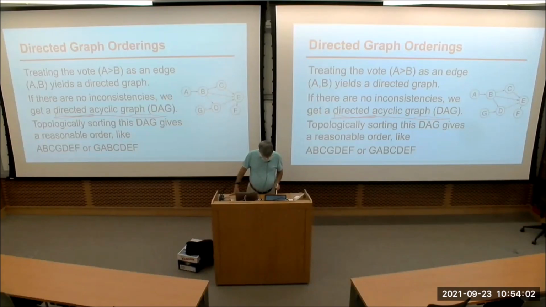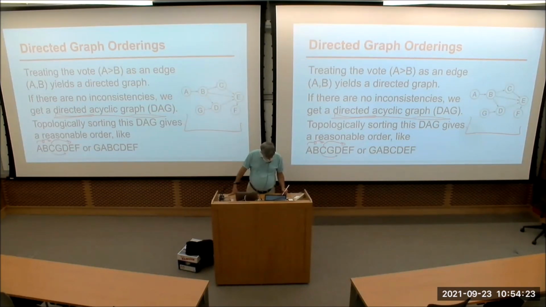Okay, find an order of the vertices from left to right such that all the edges go from left to right. In this particular example, there is an edge from A to B. There is an edge from B to C. There is an edge from C to E. There is an edge from C to D.